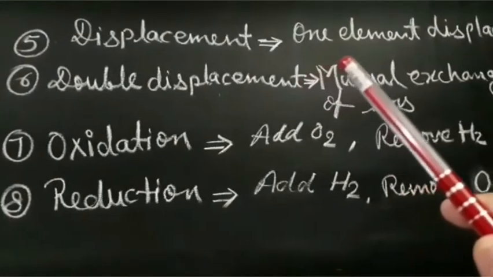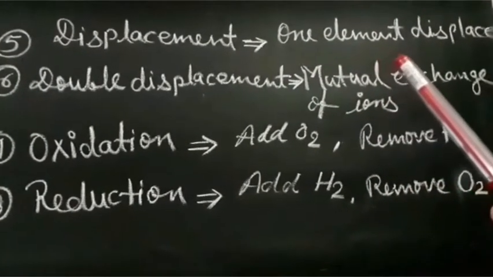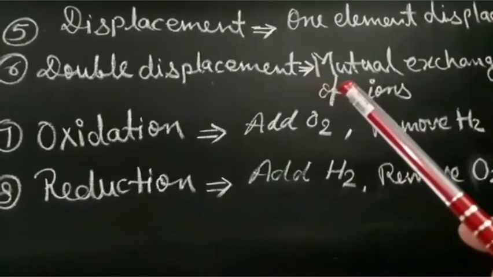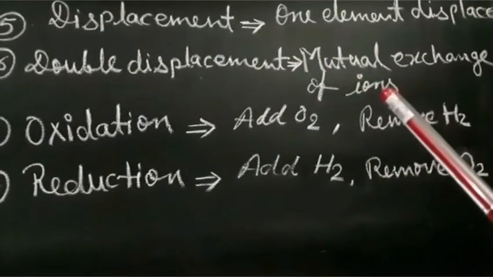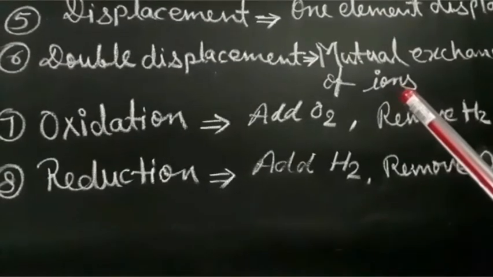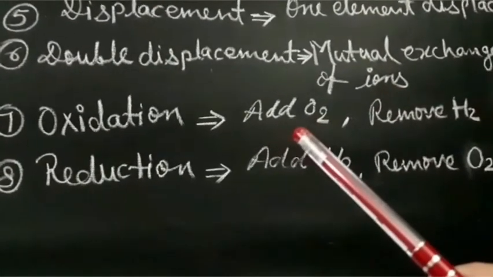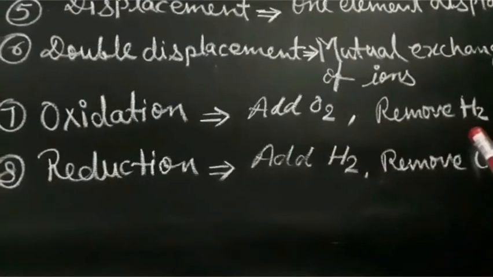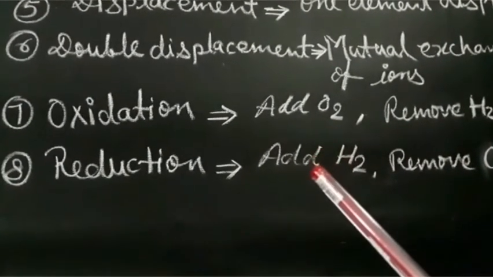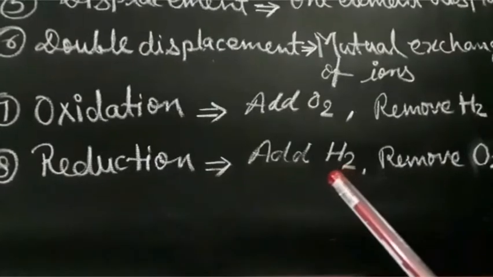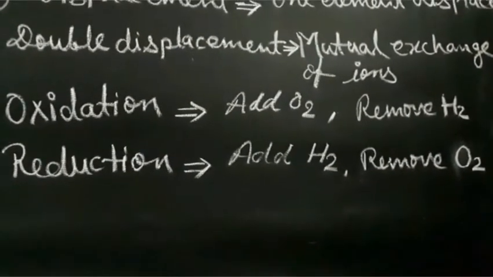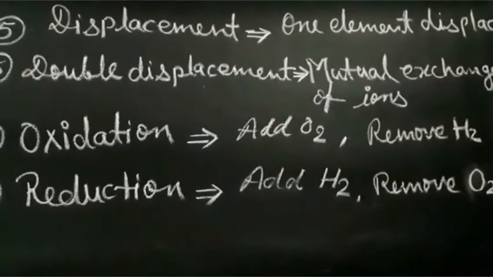Fifth, displacement reaction, in which one element displaces another element. Sixth, double displacement, in which a mutual exchange of the ions in the reactants takes place. Seventh is oxidation, in which oxygen is added and hydrogen is removed. And eighth is the reduction reaction, in which hydrogen is added and oxygen is removed. This is the brief explanation of the different types of chemical reactions.